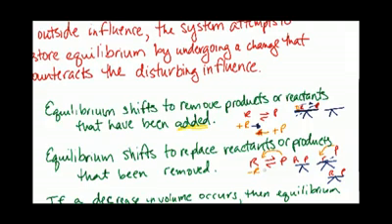So if we subtract reactant, the equilibrium shifts to the left. If we subtract product, the equilibrium shifts to the right to replenish both of those that have been taken away.